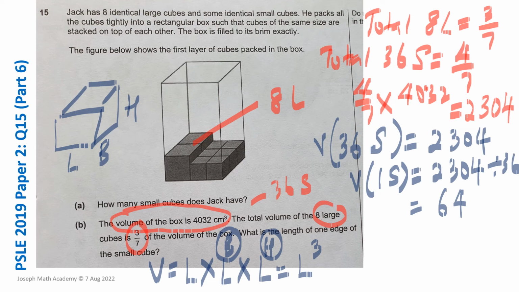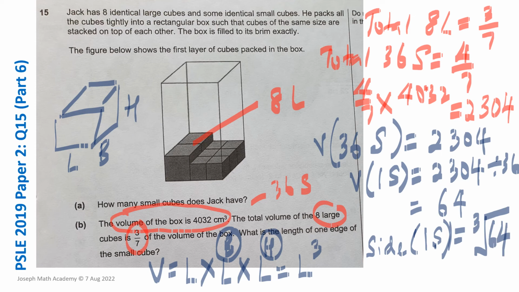Then to find the side of one small cube, we have to do something called cube root of 64. Cube root of 64 can be found in your calculator. So if you key in 64 with a cube root, we get the value 4. We have already answered question 15b. So the length of one edge of the small cube is 4 cm.